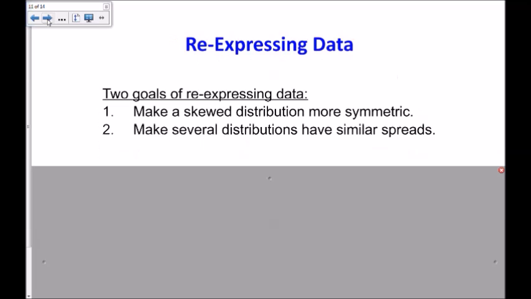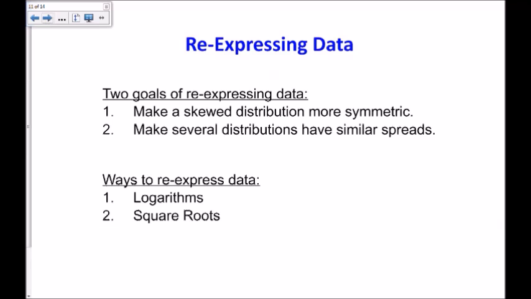Re-expressing data. There are two goals, actually there are more, but we're looking at just these two goals of re-expressing data. The first is to make a skewed distribution more symmetric. And the second is to make several distributions have similar spreads. The way that we do this is often using logarithms and square roots.